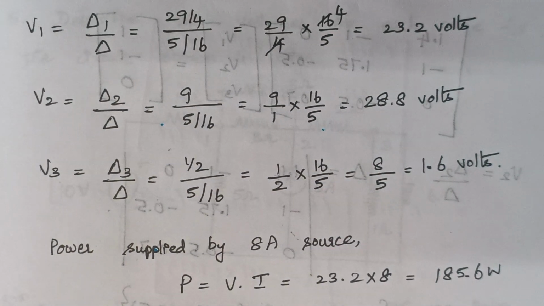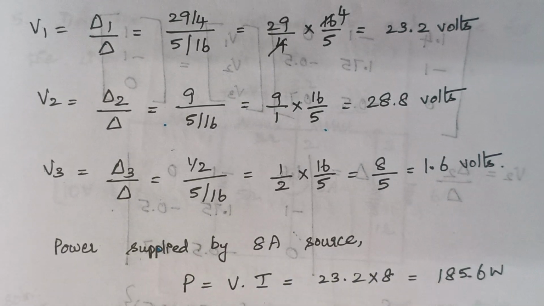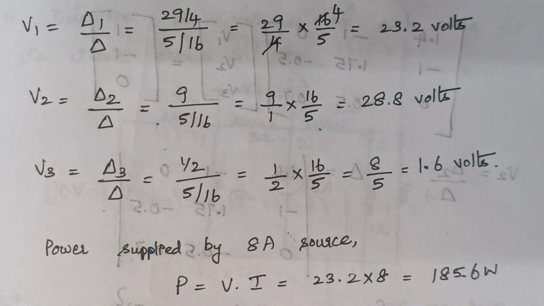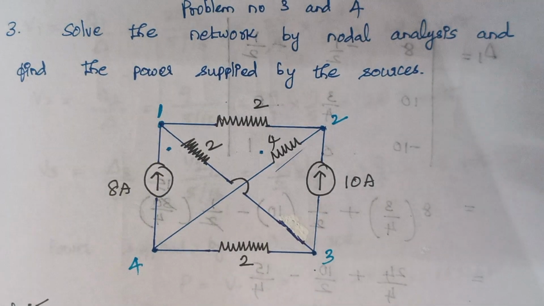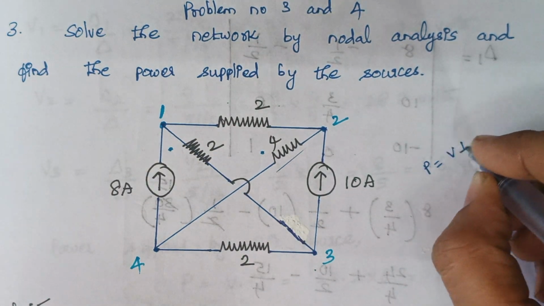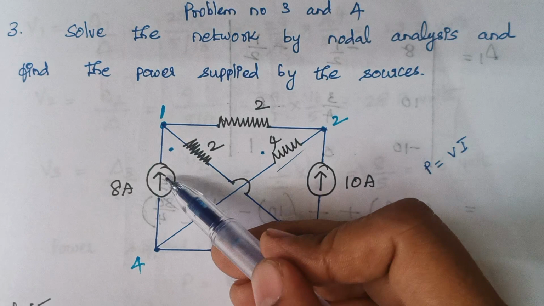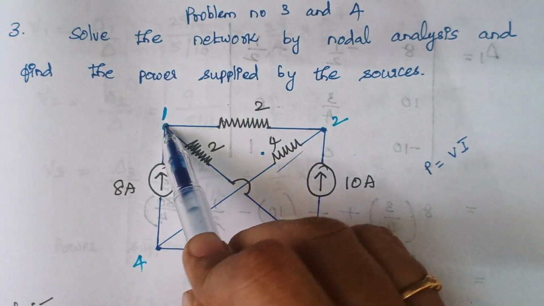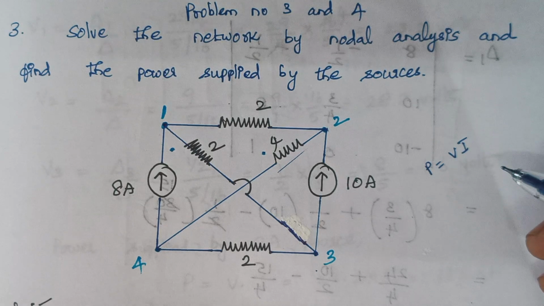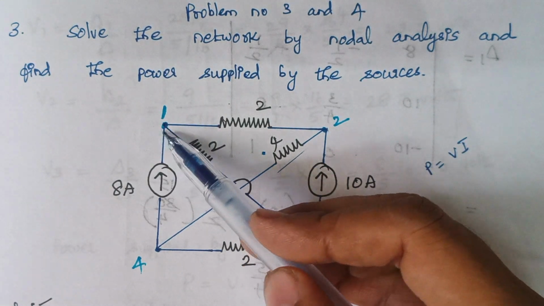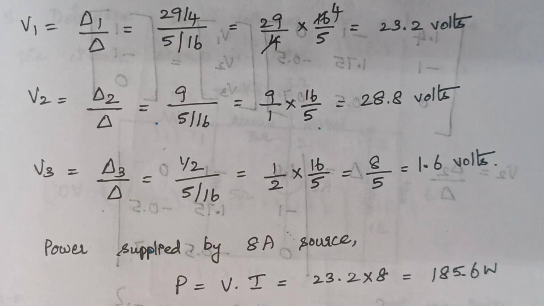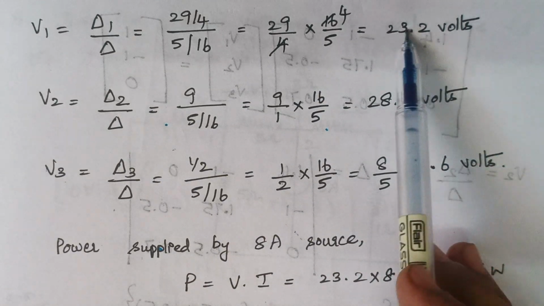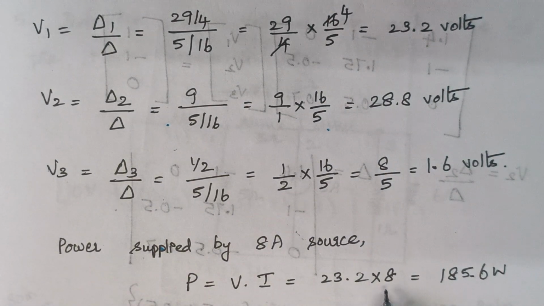The next step is we need to calculate the power supplied by this 8 amp source, right? So again look back at the problem. You see the power supplied by this 8 amps, right? So power is given by the formula V into I. Right? So we know the I here. If we know the value of V here, then it is easy to calculate the power. Right? So here the value of voltage is V1. We know the value of V1. Right? Therefore just substitute it here. So the value of V1 is 23.2. So 23.2 into 8, that gives an answer of 185.6 watts.